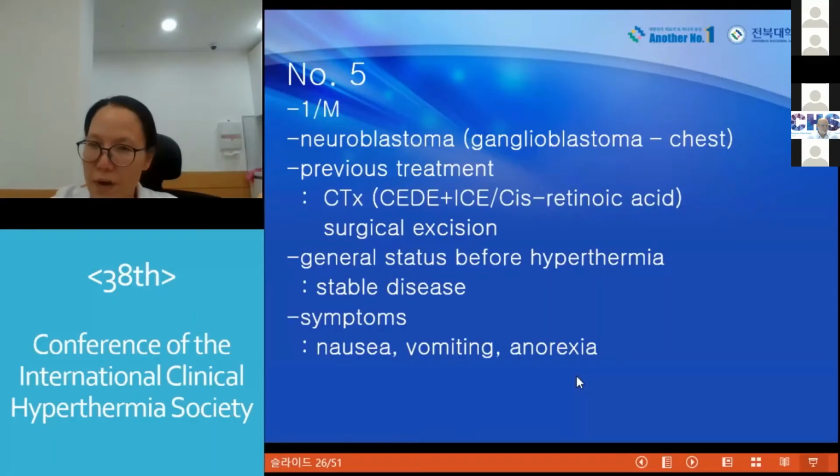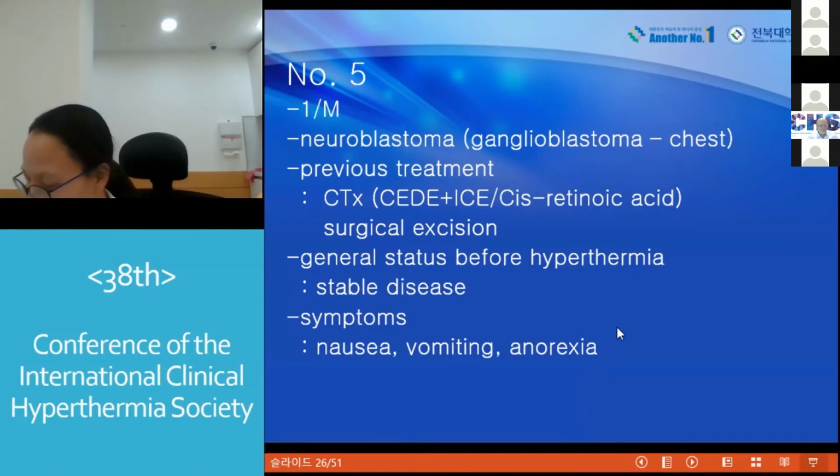So we consider hyperthermia. The first case was a 1-year-old boy with neuroblastoma at chest who received several chemotherapy and surgery. This patient was scheduled to undergo radiation therapy after chemotherapy, but the patient's parents were concerned about the delayed bone growth among the side effects of radiation therapy, so they decided to perform hyperthermia.